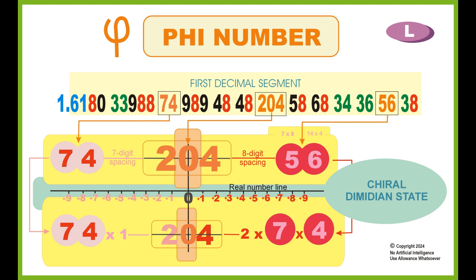In physics, we have the related term chirality, which means laterality or opposite sides. So, we now have a geometric state that we might qualify as a state of chiral dimidiation in the algebraic real number line. I have depicted on the green portion of the illustration the real number line.